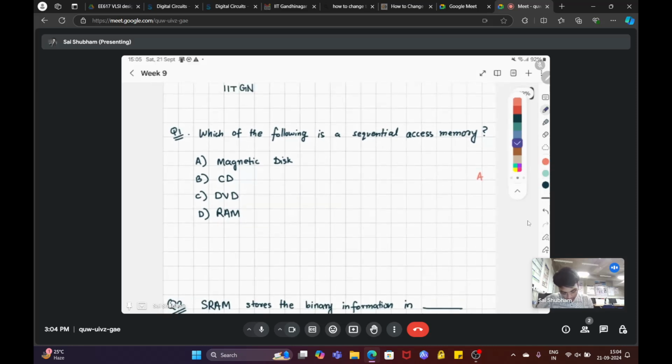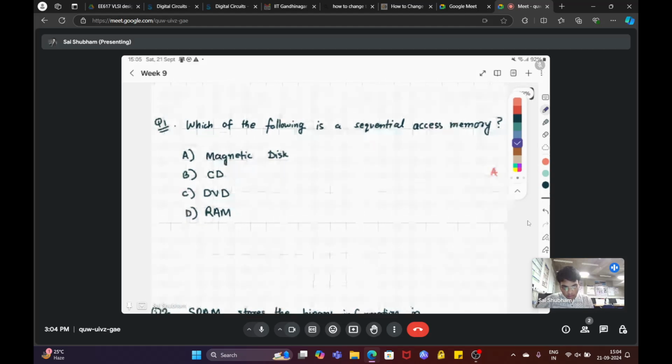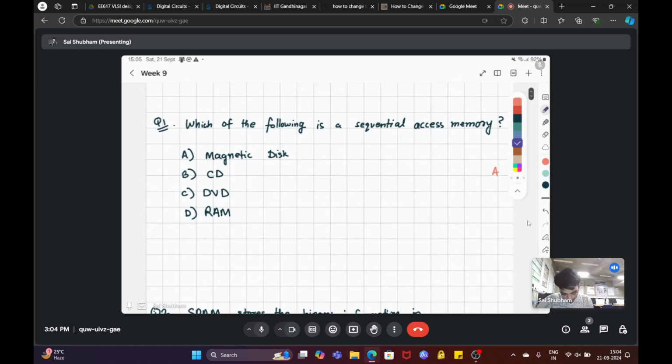So we have different types of memory devices. These are not memory devices, these are storage devices, like magnetic disk, CD, and DVD. Your RAM is a memory device. In all of these, you can directly provide an address and get the data.